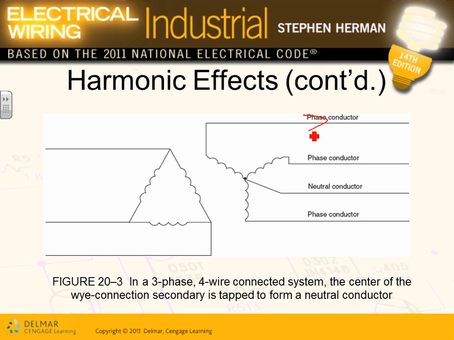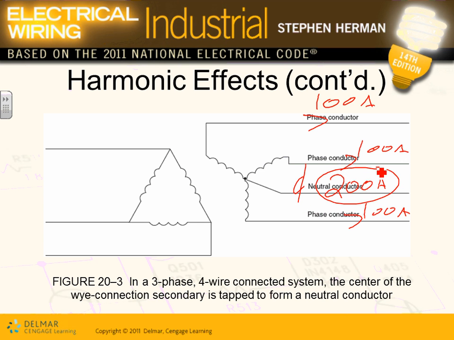Here's what they do. If I have 100 amp on this phase, and 100 amp here, and 100 amp here, in a normal situation, the neutral should carry 0 amps. Can you guys see that? Your neutral should carry 0 amp. If you have harmonics, your neutral could carry as high as 200 amps. Your neutral, guys, can carry twice as much as the phases.